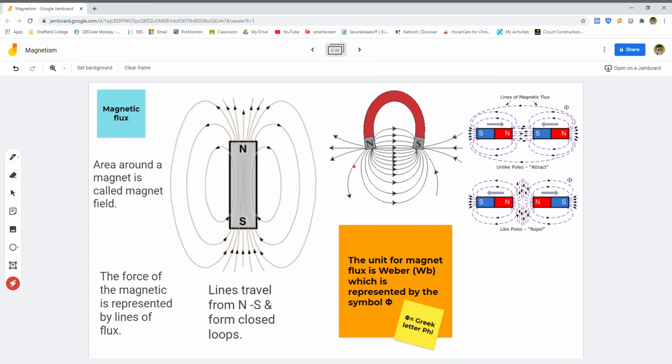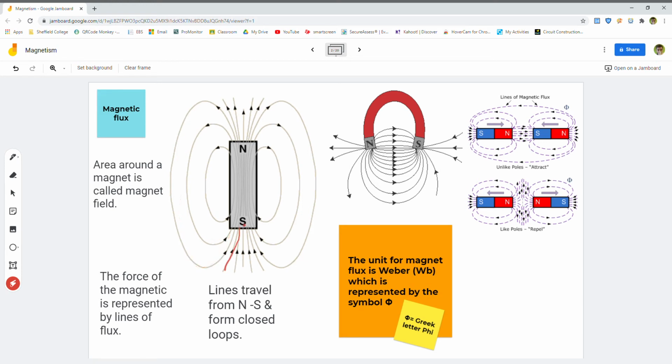So magnetic flux. An area around a magnet is called a magnetic field. The force of the magnet is represented by these lines of flux. Obviously in real life we can't see these, but on a diagram we can draw them on. These lines travel from north to south, in rings, and they always form closed loops. On this diagram we can see that these loops are complete, travelling from north to south.